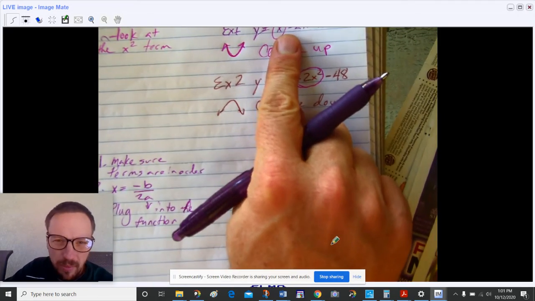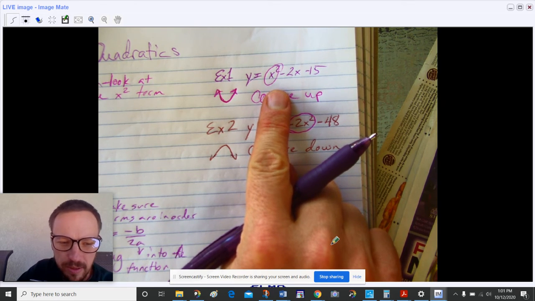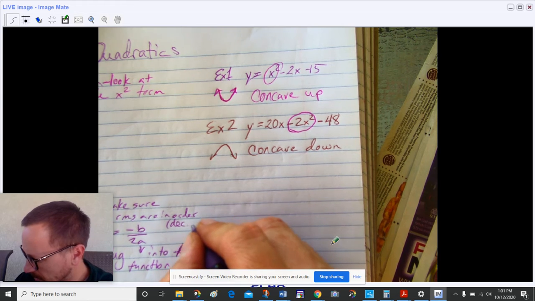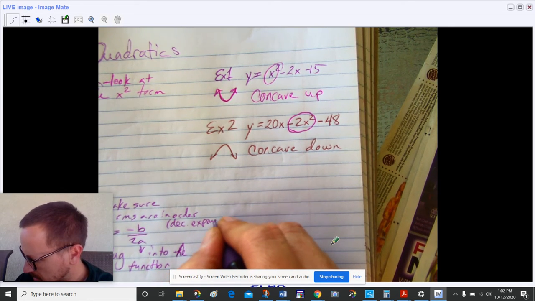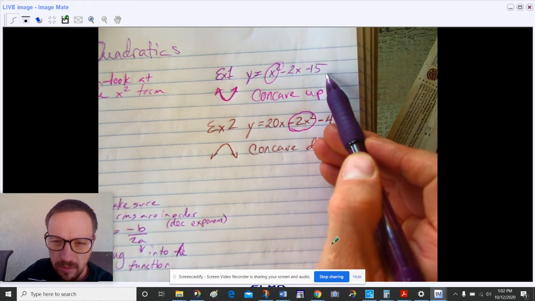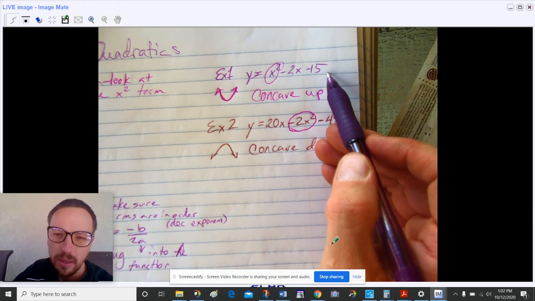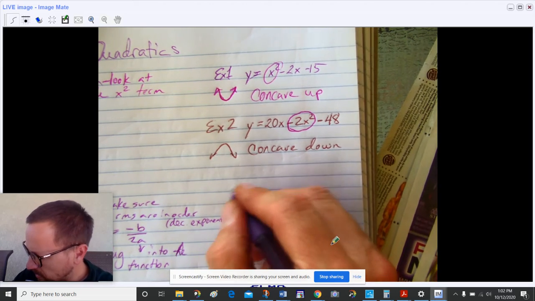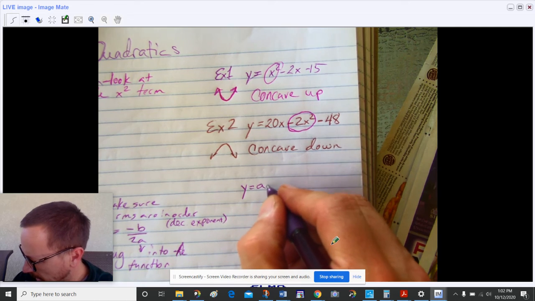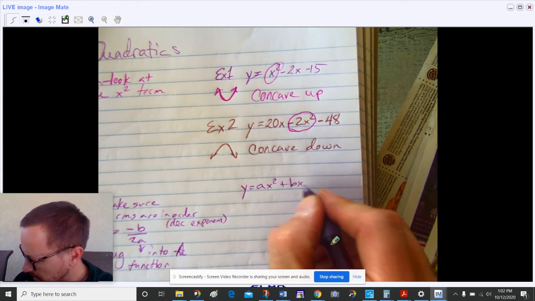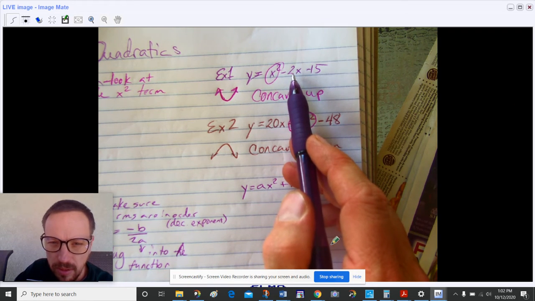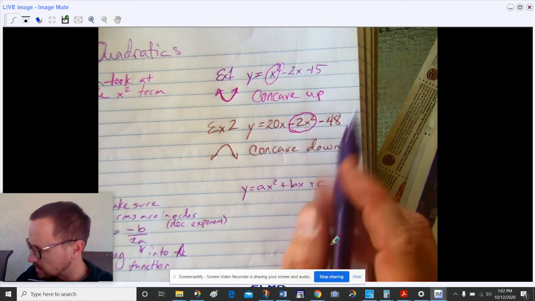So the first one, we got this. And what I mean by order is decreasing exponent. So do the exponents decrease? X squared, x, no exponent. Yes, they decrease. So great. Now, what's going to happen is we're going to have y equals ax squared plus bx plus c. So a is the x squared term, b is the x term, and c is what we call the constant.